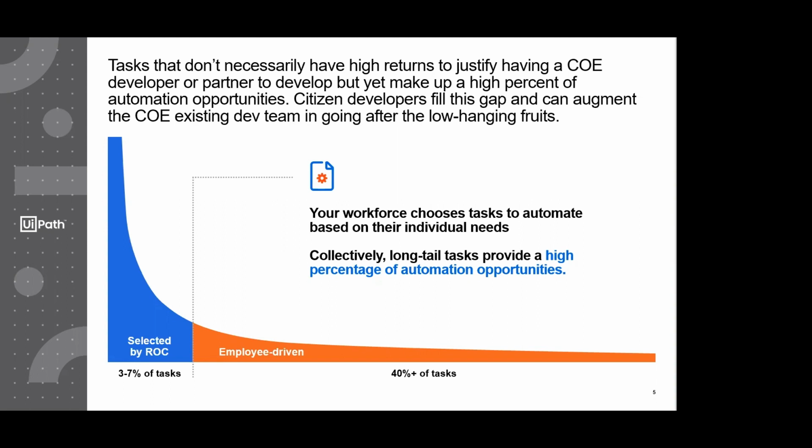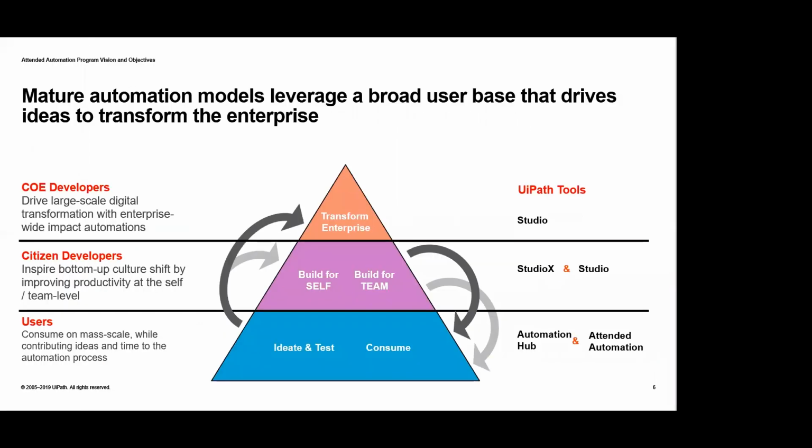For these employee-driven ideas, your workforce chooses tasks to automate based on their individual needs, and collectively, long-tail tasks provide a high percentage of automation opportunities, while the rock in your COE focuses on those highly complex, high-return, enterprise-level automation opportunities. So I've adapted some of the following slides from business consulting from the ConocoPhillips Citizen Development Program kickoff, but that was January.